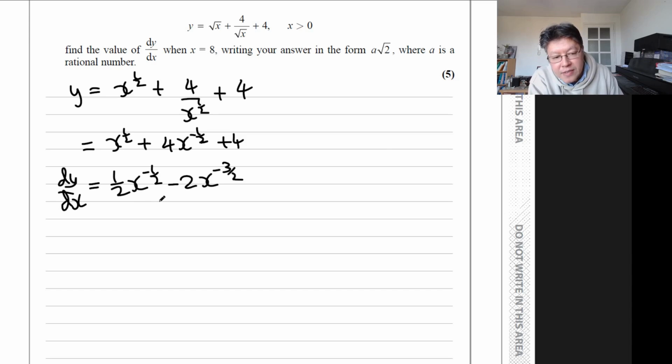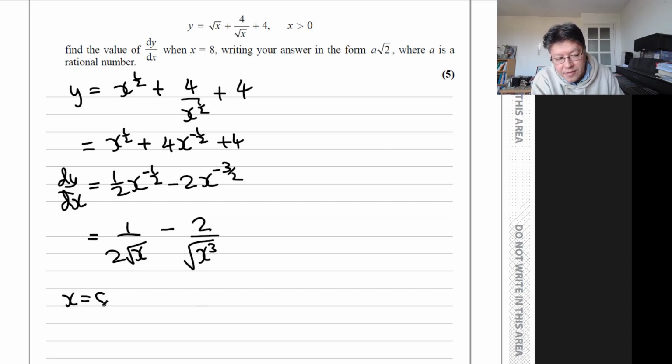But just before we do that, it's preferable to rewrite the index notation back into surd notation. Whenever we're trying to solve equations or sub numbers in, it's easier if it's in surd notation. So let's just rewrite this. So this becomes 1 over 2 root x. So we have the half is the 1 over 2, and x to the minus half is over root x, and then minus 2 over, and this becomes x cubed all rooted.